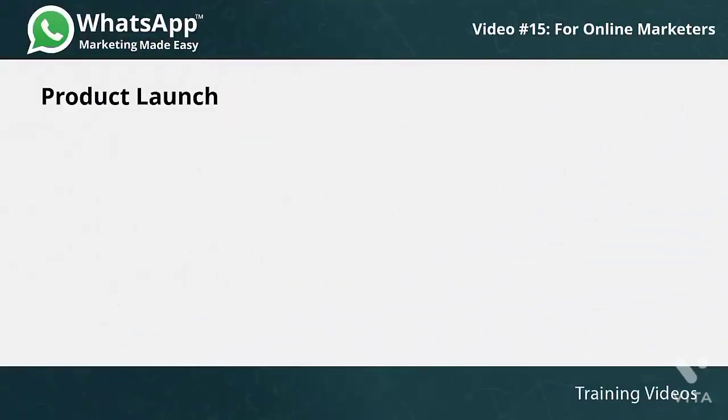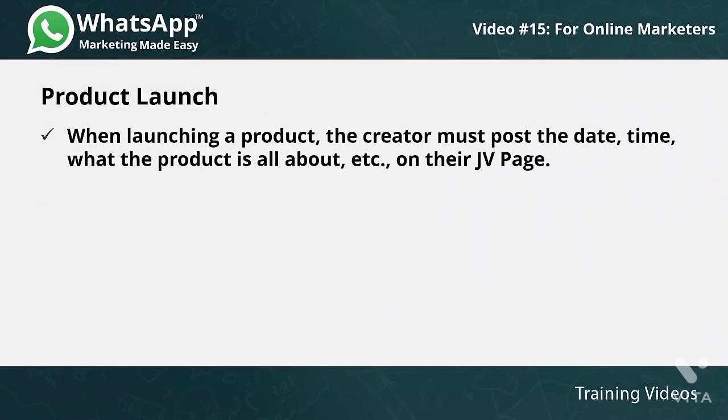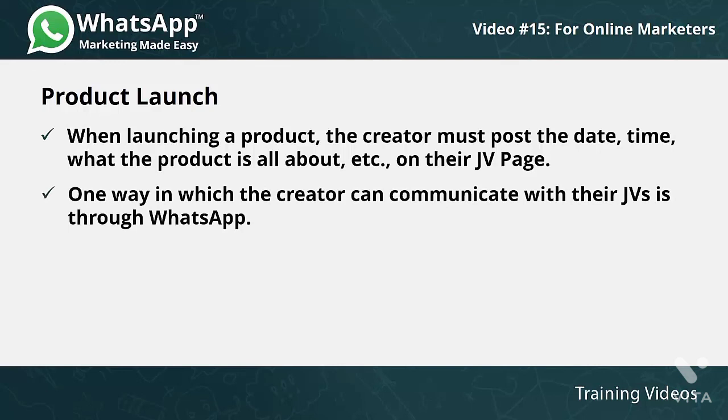Product launch. When launching a product, the creator must post the date, time, what the product is all about, etc. on their JV page, because their partners, known as JVs, must be made aware to help with the sale of the product. One way in which the creator can communicate with their JVs is through WhatsApp. Of course, you must have their WhatsApp contact number, which is something you can collect from your launched JV page.